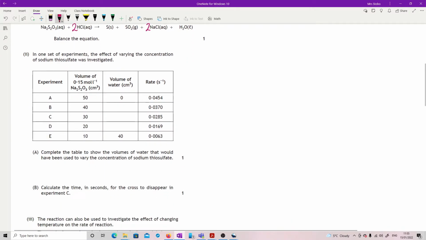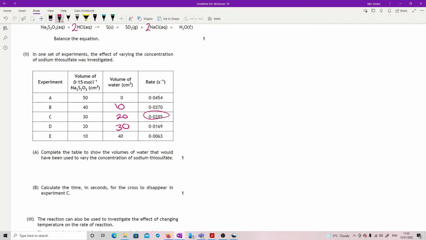In one set of experiments, the effect of varying the concentration of sodium thiosulfate was investigated. Complete the table to show the volumes of water that would be used to vary the concentration of sodium thiosulfate. I genuinely can't believe this is worth a mark, but you know, take it. Obviously your total volume has to remain the same, so the volume is 50, and then you've just got your ones to put in.